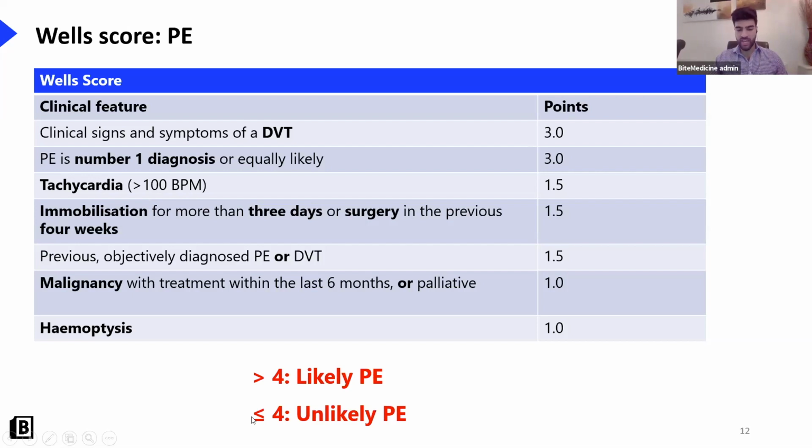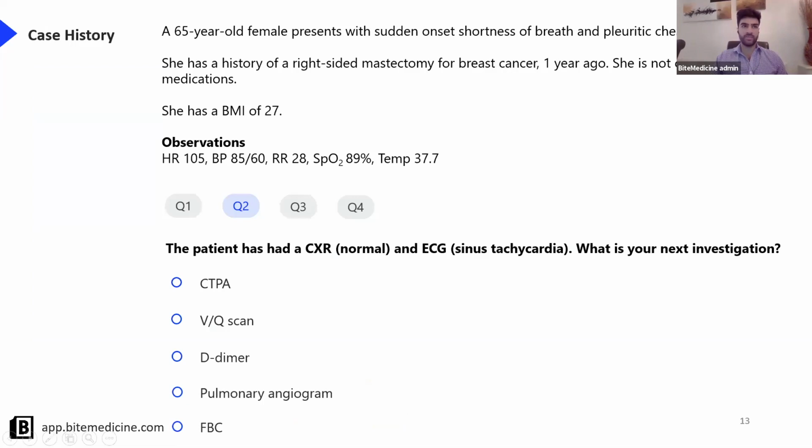The point is, if the patient has a Wells score of 4 on the dot, that means that they are unlikely to have a PE. If the score is greater than 4, it means they are likely to have a PE. Good. So let's move on to the next question.